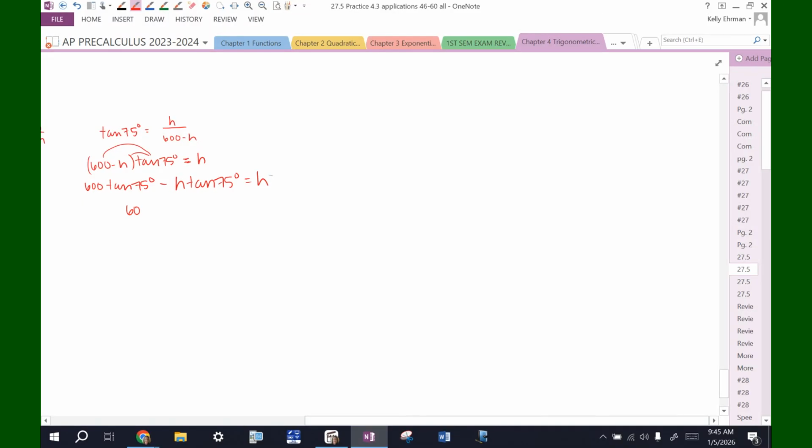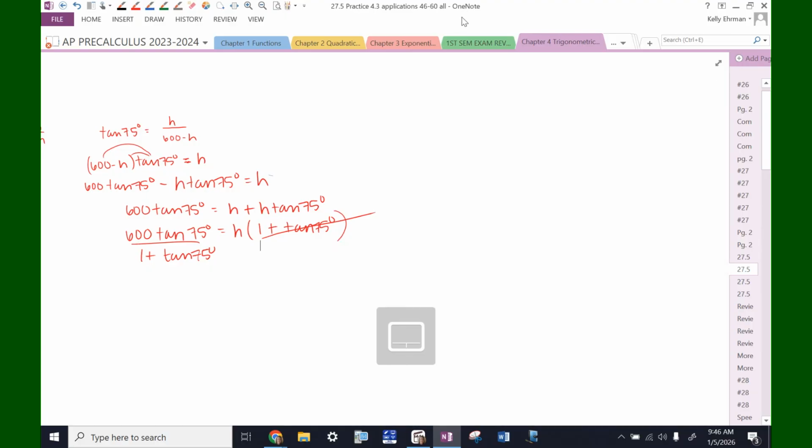Get the h's on the same side, so I'm going to keep 600 tangent of 75 over here. I'm going to add h tangent of 75 over to the right side. That allows me to factor an h out of the right side. So 600 tangent of 75 degrees equals h times 1 plus tangent of 75. And let's divide by 1 plus tangent of 75 degrees.